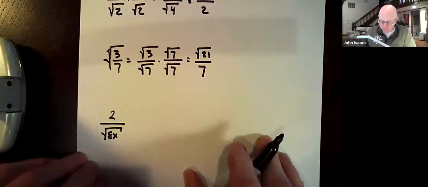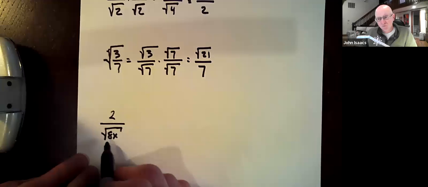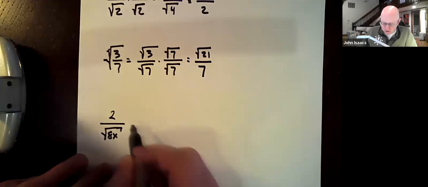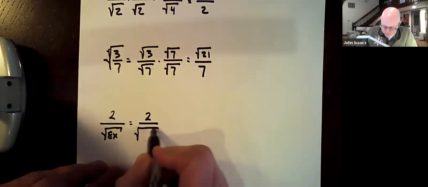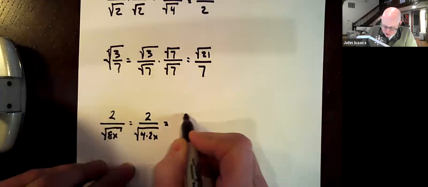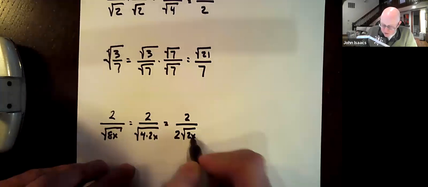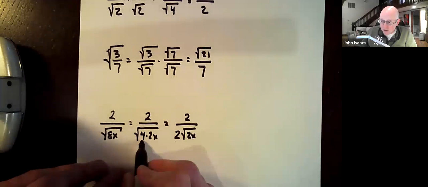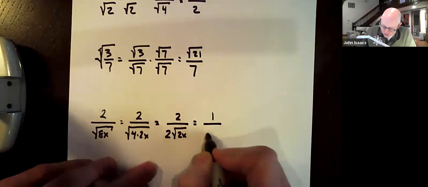Here's another example. 2 over radical 8x. So radical 8x. Now that radical 8 has a perfect square in the denominator. So I'm going to take that perfect square out of the denominator. I'm going to call this 2 over radical of 4 times 2x. And of course that 4 is going to come out as a 2. So now I have 2 over 2 times radical 2x. This 2 came from this radical 4. All right. Now these 2's cancel. So now we have 1 over radical 2x.